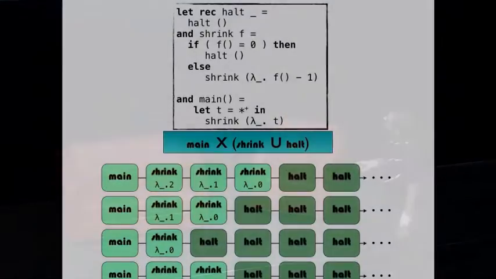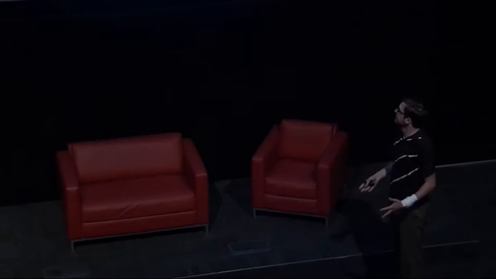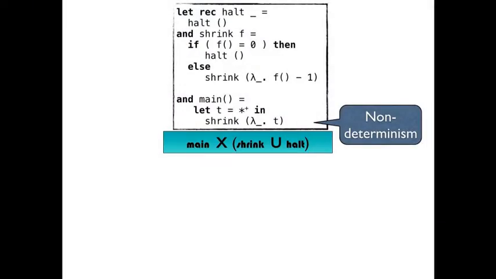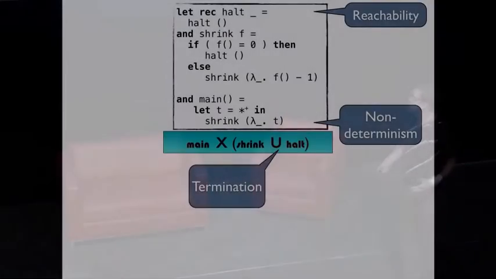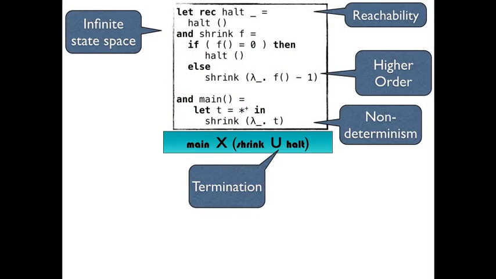If we want to come up with a technique for proving that this property holds of the program, there are a number of challenges we have to address. First of all, there are issues like non-determinism, reachability, and termination, which is involved in the strong until operator. There is an infinite state space here, dealing with integers and functions. And of course, there are higher order features. Given all of that, there are no existing techniques that are able to prove that this property holds of the program.